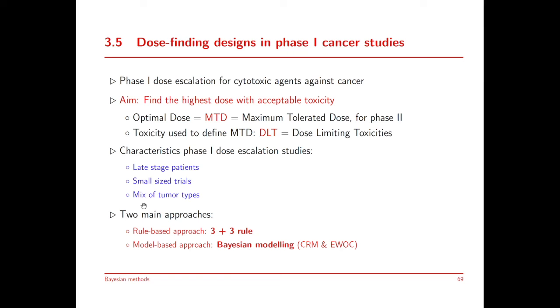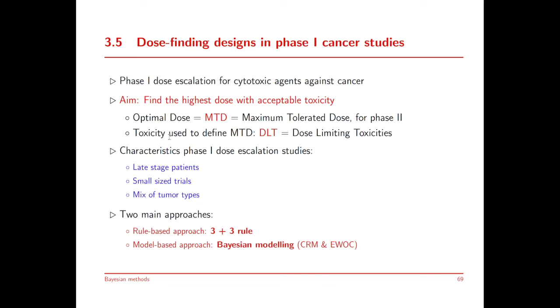Another application area of the Bayesian approach is in dose finding studies in phase 1 cancer studies. We want to find, in this kind of study, the highest dose with an acceptable toxicity. So what we want to find out is the maximum tolerated dose to be applied in phase 2 later on. The toxicities that are used to define the maximum tolerated dose are the dose-limiting toxicities.